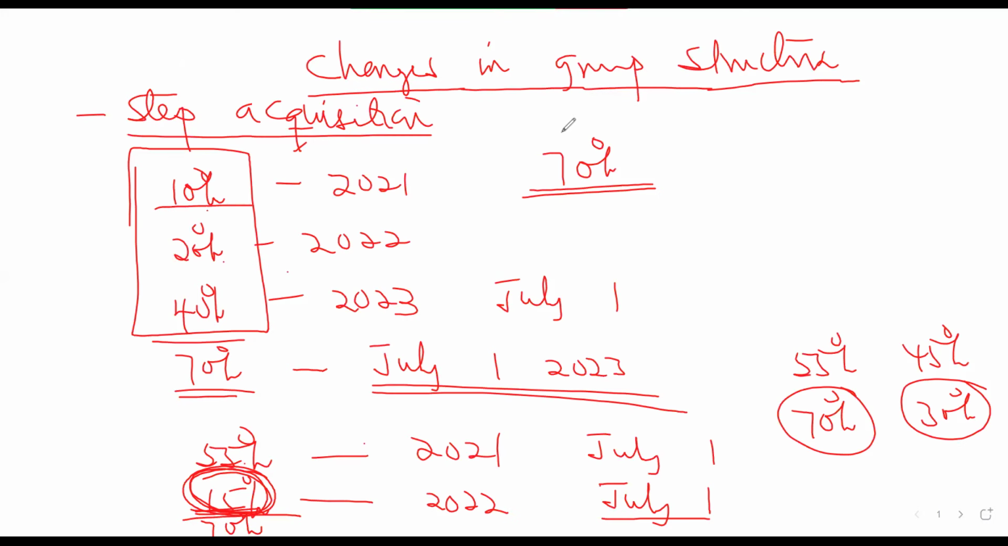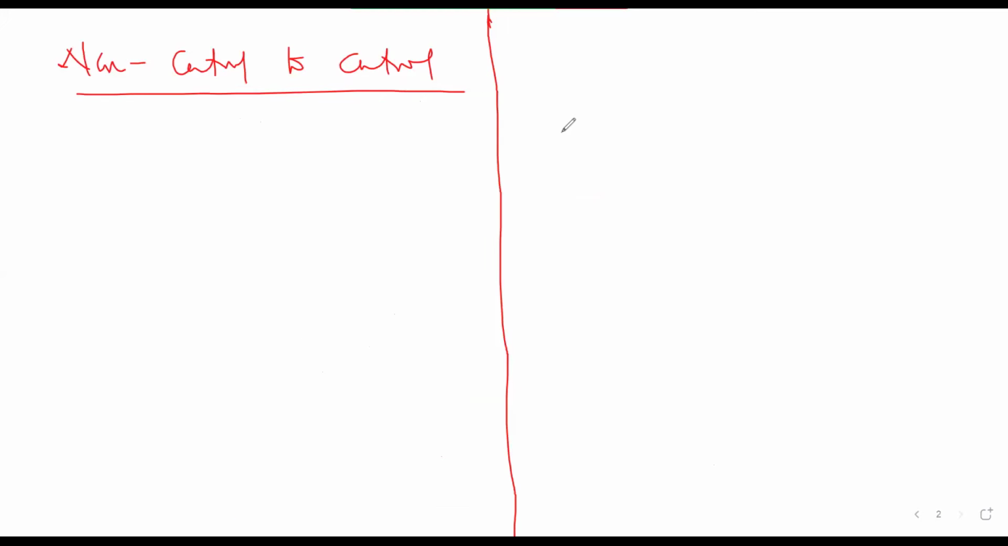So you are not having control, now you have control. So all of these years, you are not having control. So that is non-control that we call. And you now have control now. So if you have no control to control, we have 10% first, we have 30%, then we now have 40%. So we now have a control at the last date of buying the 40%. Okay, this is what we call the non-control to control. How do we account for this?